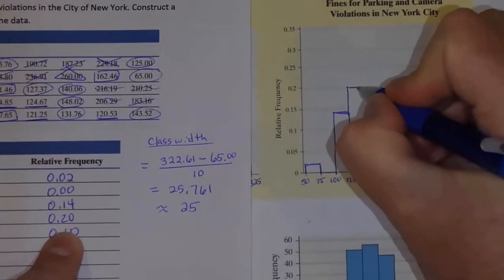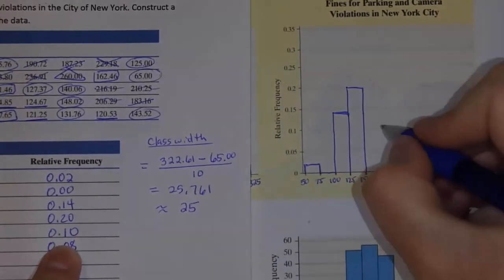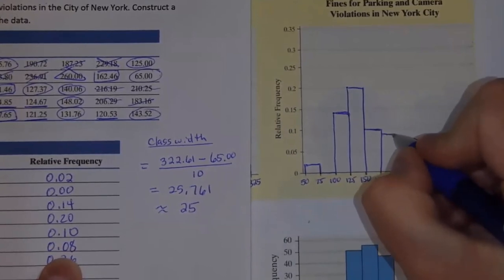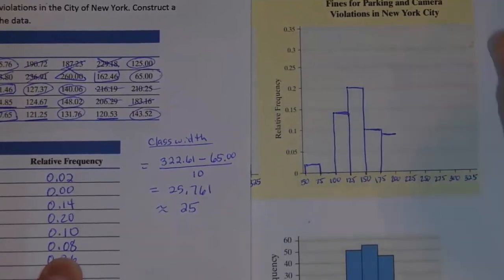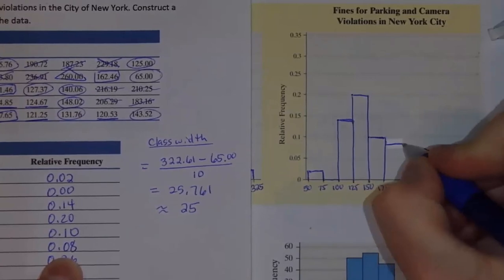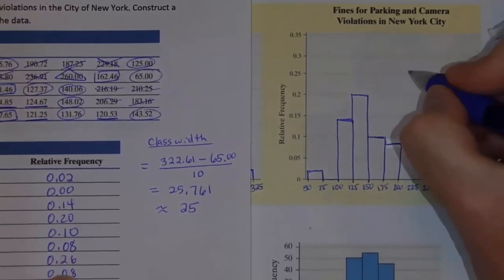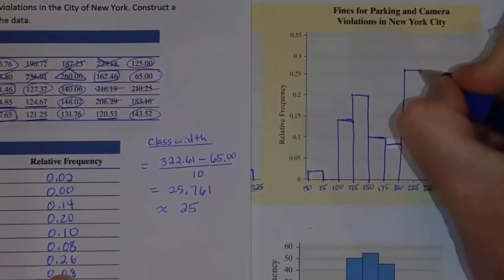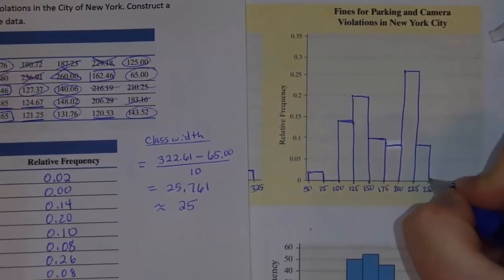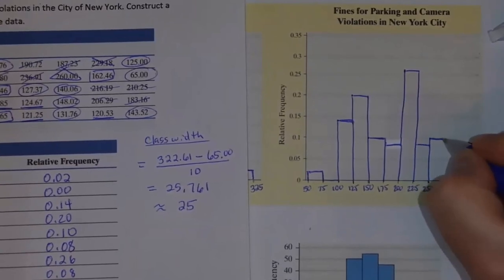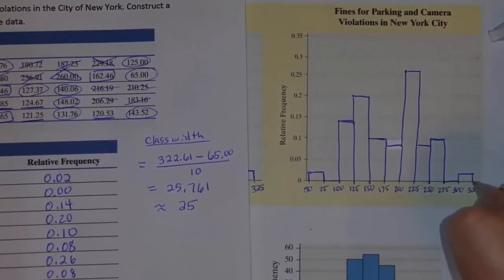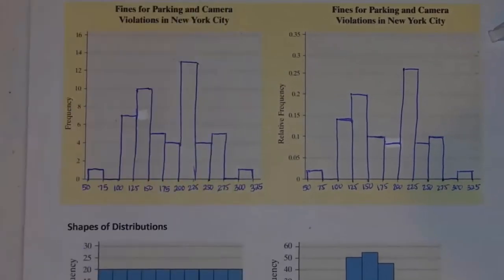0.20. 0.10. 0.08. So we're going to go down a little bit. I probably should be a little lower than that. 0.26, so a little above the 0.25 mark. 0.08, so that's like here again. 0.10, 0, and 0.02. So back to this height. Again, not hard, just a little tedious.